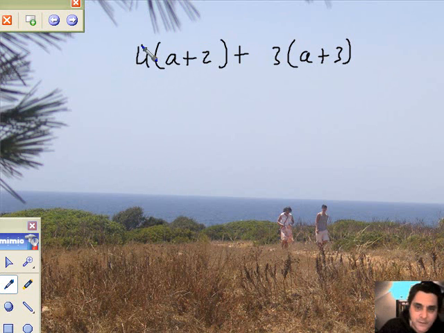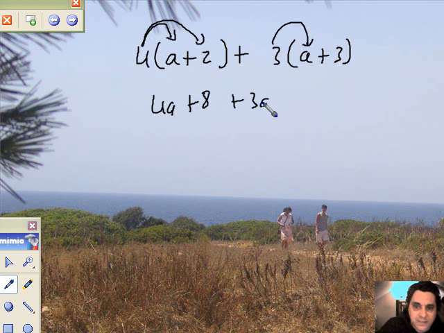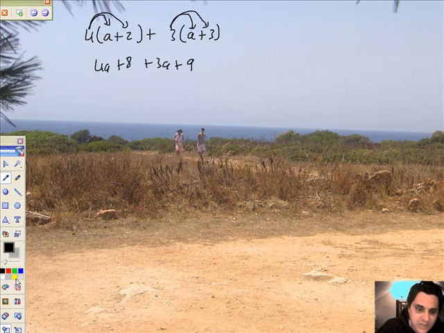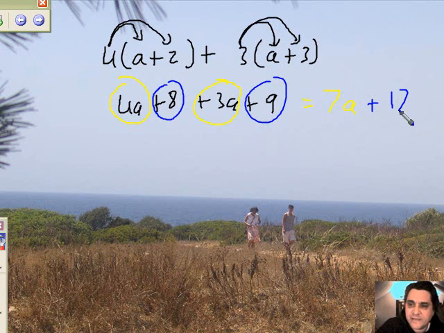Right, grade C, here we go. Well, 4 times A is called 4A. 4 times 2 is called 8. 3 times A is called plus 3A. 3 times 3 is called 9. Now let's collect the like terms, like with the previous video. 4A plus 3A, that gives me 7A's. 8 plus 9 is positive 17. There's your final answer. Let's grab another one.